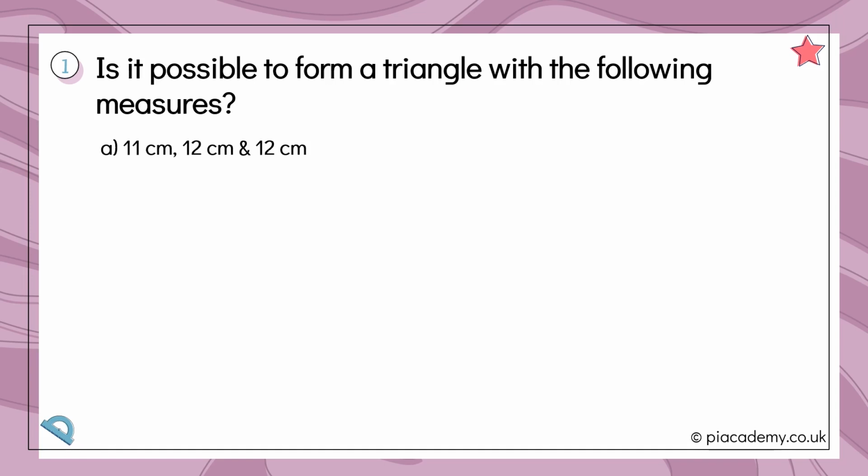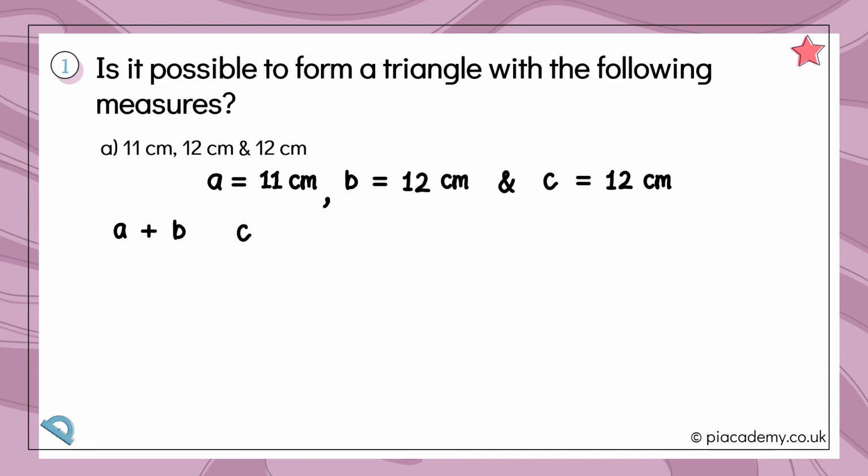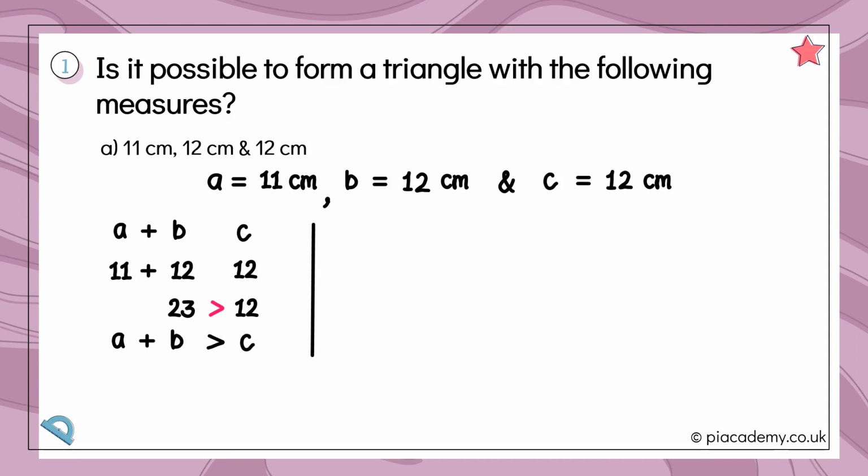First, assume the value of A as 11, B as 12, and C as 12 again. Now let us compare A plus B and C. So when we compare A plus B and C, we have 11 plus 12 on one side and 12 on the other. And since on adding we get 23 and 12, we can see 23 is greater than 12. So we can write A plus B is greater than C.